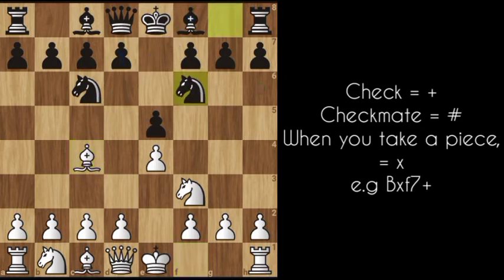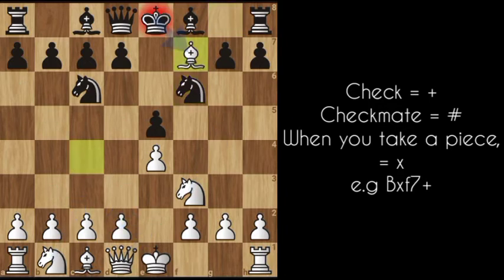Let me move this and just give a check with this. When you give a check, it's written as plus. When you capture a piece, it's written as x. Now, let me take that again. Now, this bishop took this pawn here at f7. So you say bishop takes f7.